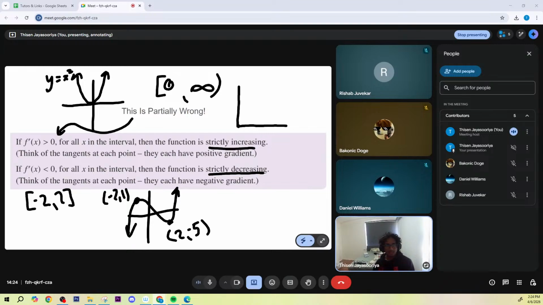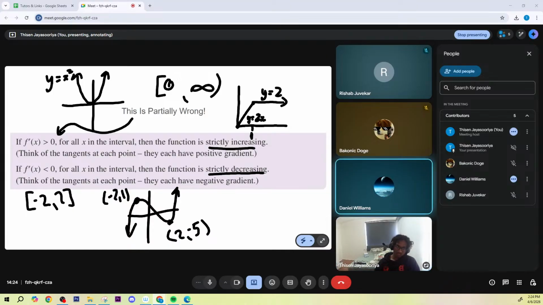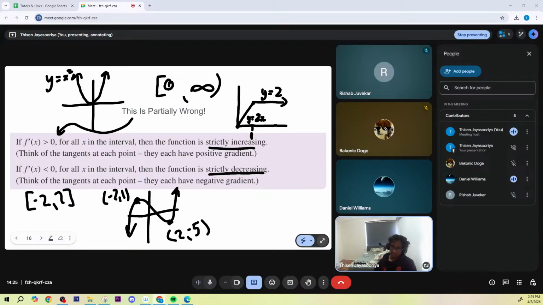I'll give you another example. Let's say we have this curve, so this is what it looks like. Here it's going to be the line y equals 2x, and this is the line y equals 2, and this point is 1. When is this function strictly increasing, Daniel? From the place where the gradient is more than 0. It's not just more than 0. Remember, it can be equal to 0, because at a stationary point the gradient is equal to 0.